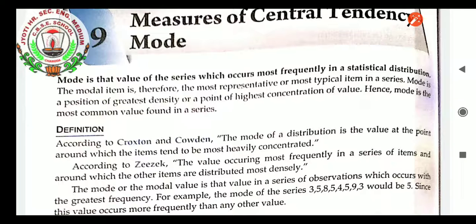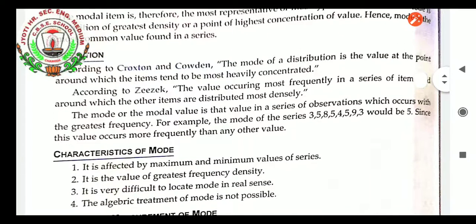Mode is that value of the series which occurs most frequently in a statistical distribution. The modal item is therefore the most representative or most typical item in a series. Mode is a position of greatest density or a point of highest concentration of value. Hence, a mode is the most common value found in a series. According to Croxton and Cowden, the mode of a distribution is the value at the point around which the items tend to be most heavily concentrated. Means that value is mode which is concentrated by many people, that value which is focused by many people is known as mode.